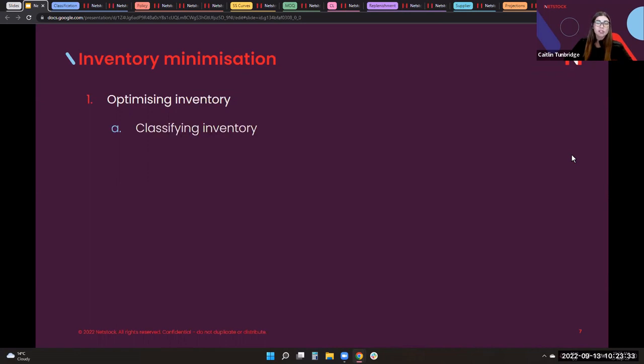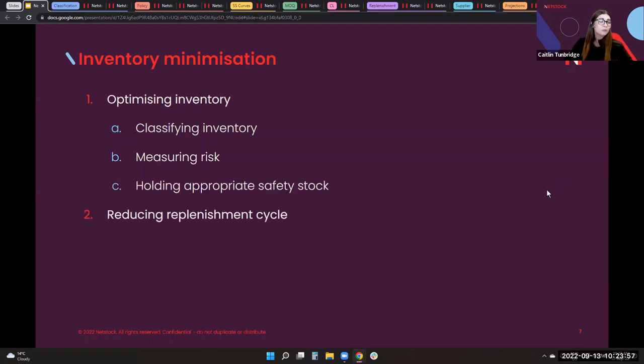So it's important that we first of all classify our inventory appropriately, making items stocked, non-stocked, obsolete, and then letting Netstock classify our stocked items by ABC, high, medium, low, so that we can apply the appropriate policies. It's important that we have a tool that's constantly and dynamically measuring the risks across those items so that we can hold appropriate safety stock for them to protect ourselves against those risks. We also can think about reducing the replenishment cycle on some of the items, especially those high value items.